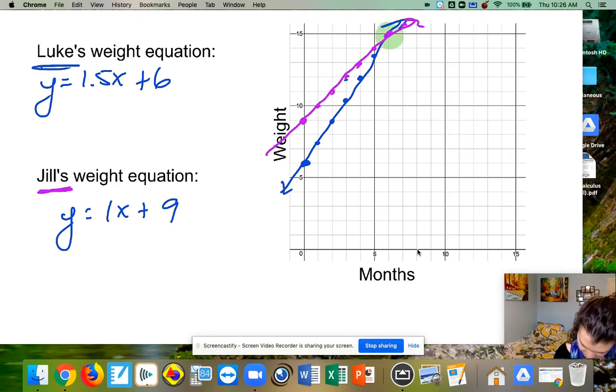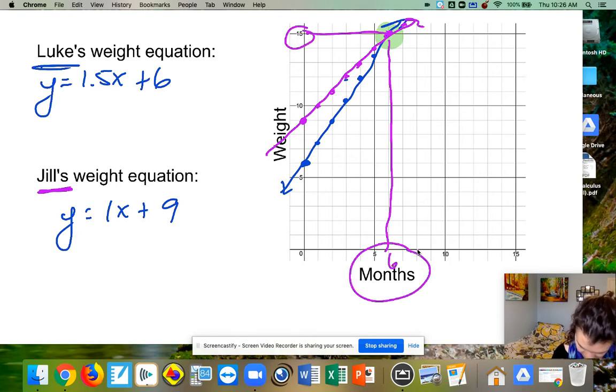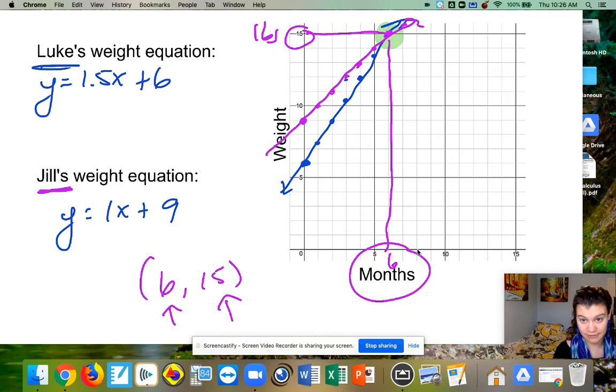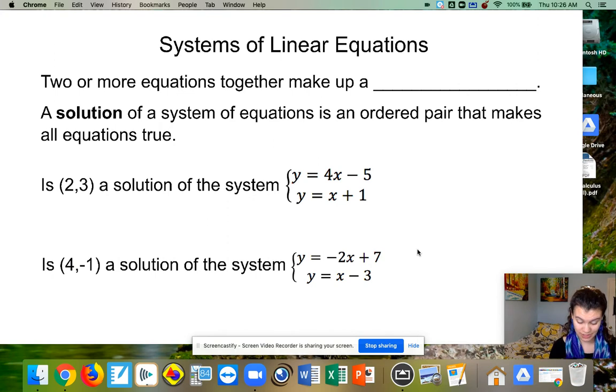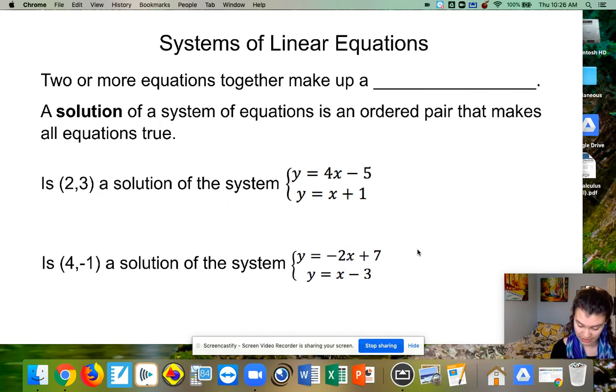So we can come down here. That's at 6 months, or over at 15 pounds. So they're intersecting at 6:15. So 6 months, 15 pounds. Okay. So what is a system of equations? A system of equations is 2 or more equations together, and that makes a system. A solution to the system is something that makes all of the equations true.